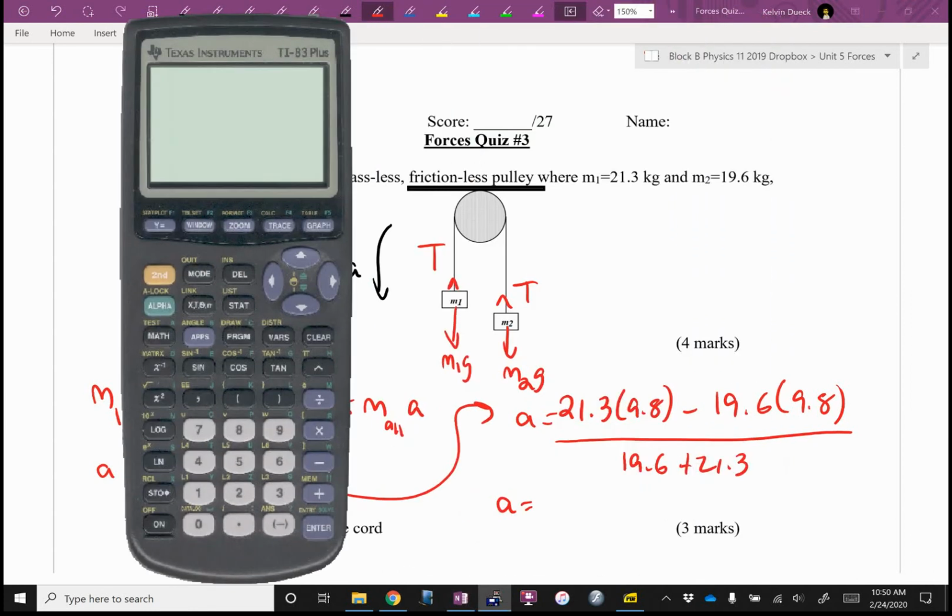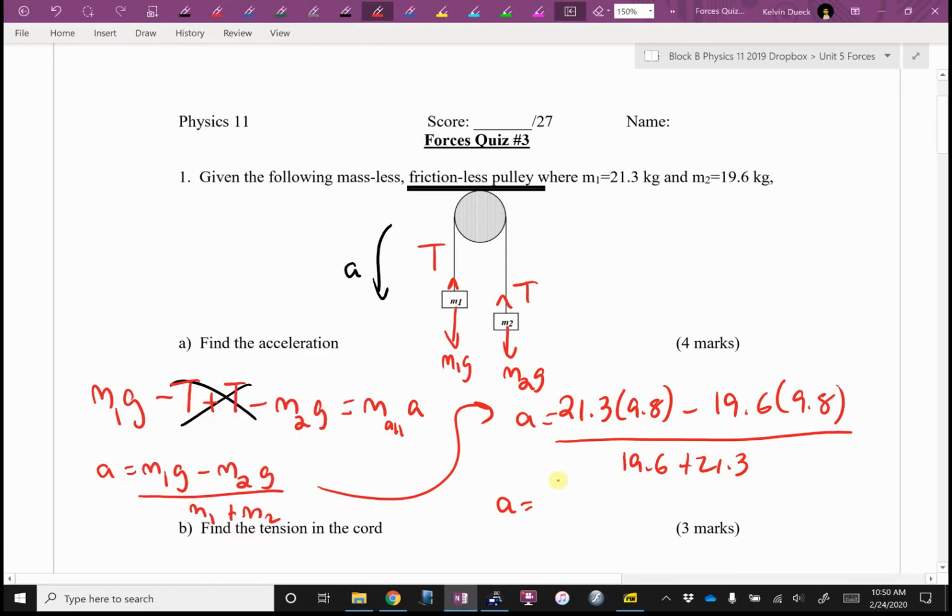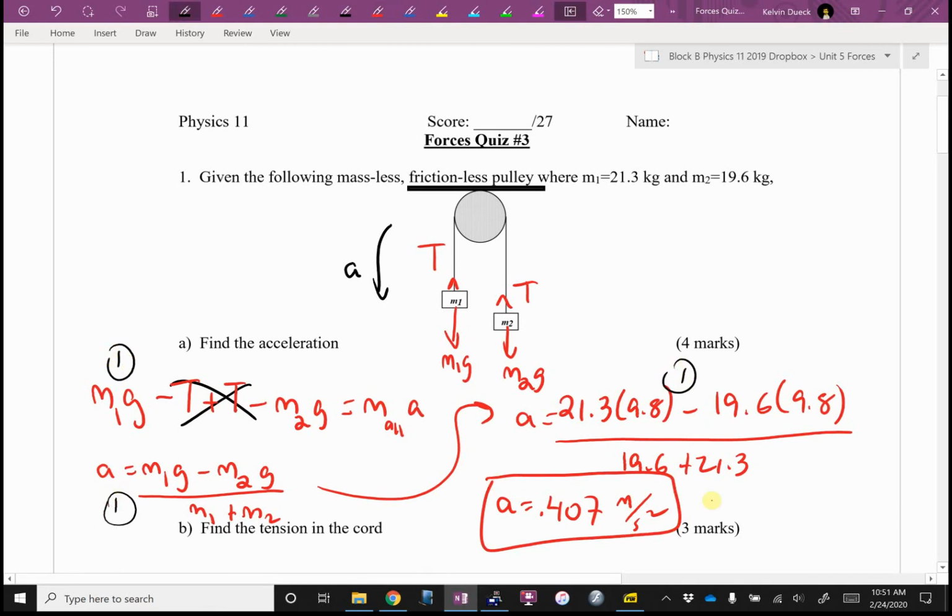If the masses were very spread apart, then I would be expecting a bigger acceleration. Bracket 21.3 times 9.8 minus 19.6 times 9.8, close bracket, divided by bracket 19.6 plus 21.3. Did you get 0.407 meters per second squared? If you got that right, I would give you 4 out of 4. Otherwise, I would probably give you 1 mark if I saw that, 1 mark if you got the A by itself, 1 mark for the numbers, and 1 mark for the answer.